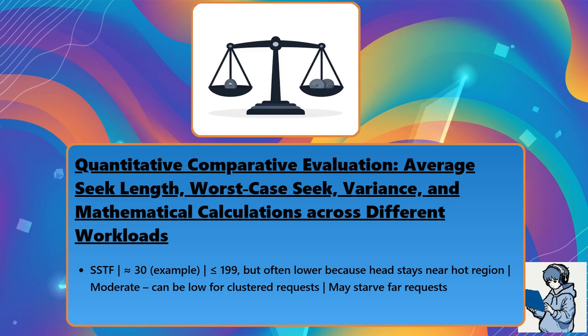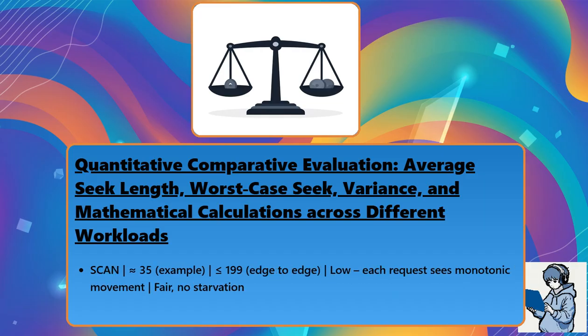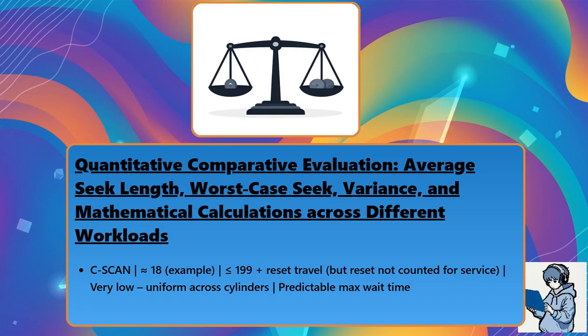SSTF, average seek approximately 30, worst case seek less than or equal to 199, but often lower because the head stays near the hot region. Variance moderate, can be low for clustered requests. Remarks: may starve far requests. SCAN, average seek approximately 35, worst case seek less than or equal to 199 edge to edge. Variance low, each request sees monotonic movement. Remarks: fair, no starvation. C-SCAN, average seek approximately 18, worst case seek less than or equal to 199 plus reset travel, but reset not counted for service. Variance very low, uniform across cylinders. Remarks: predictable max wait time.